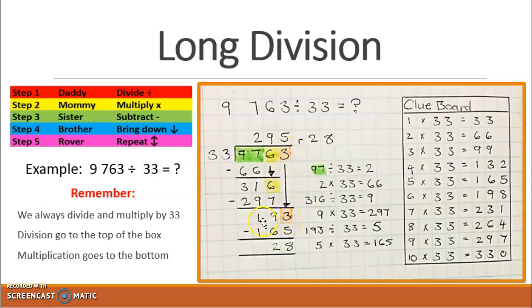Now we repeat. 193 divided by 33 is 5. We know this because of our clue board. We take our 5, we place it above the 3. Next step, we multiply. 5 times 33 is 165. We place that under 193. Then we subtract and we get an answer of 28. We have now reached the end, therefore 28 is the remainder because there are no further numbers to bring down. So our answer is 295, remainder 28.